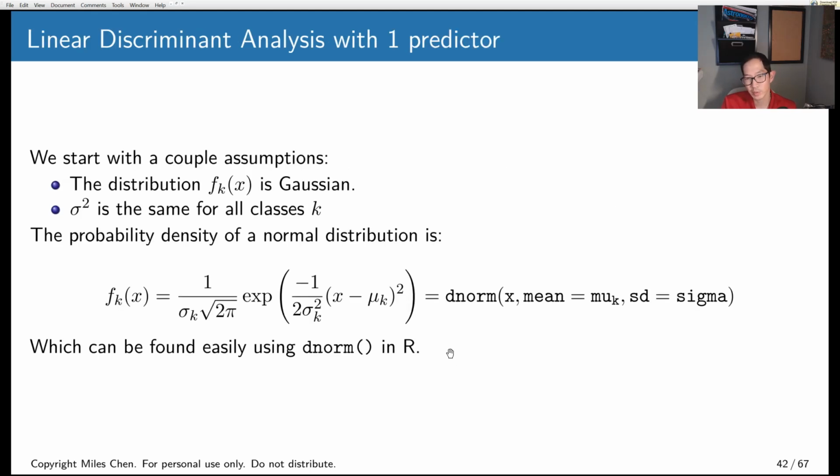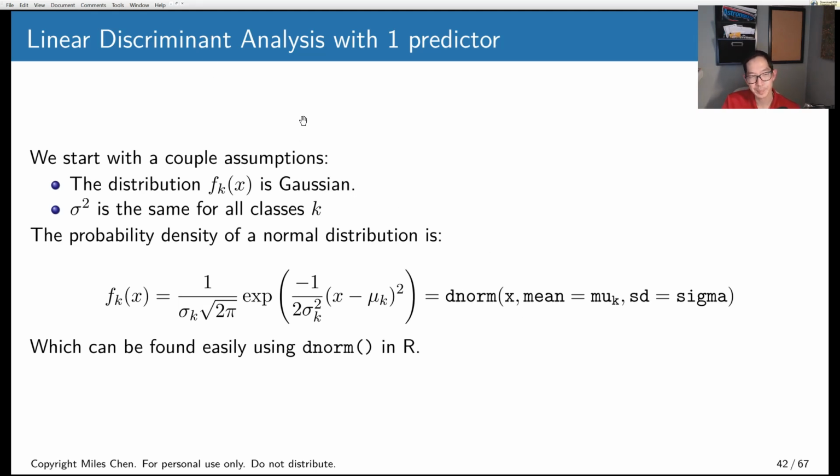If we just have one predictor, we'll start with a simple assumption: our X variable follows a normal distribution. If you don't want it to follow a normal distribution, that's fine. It won't be linear discriminant analysis, but it'll still be the Bayes classifier, and you just use a different PDF. Linear discriminant analysis assumes a Gaussian distribution and is the Bayes classifier for that. With a different distribution it's still the Bayes classifier, but technically not linear discriminant analysis.